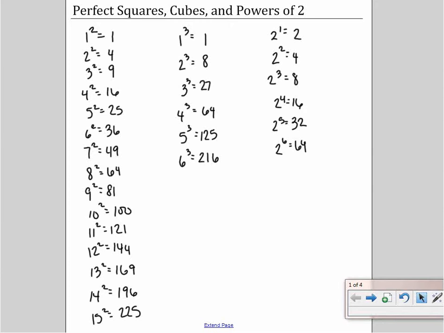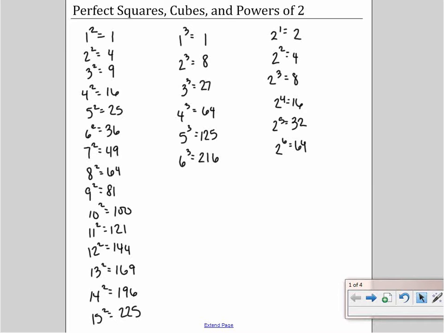So hopefully you're familiar with the perfect squares 1 through 10. It is good to know 1 through 15, so maybe 11 to 15 might be new, but make sure that you have those committed to memory. And you also need to know your perfect cubes. Now, if you don't know your first few perfect cubes, you can always generate this list yourself by multiplying.